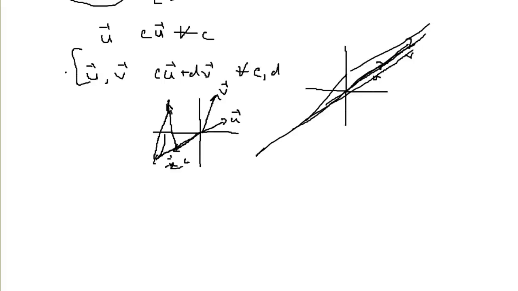Okay, this brings us to the idea of the length of a vector, which is closely related to the idea of a dot product.